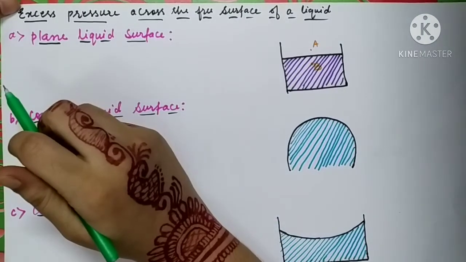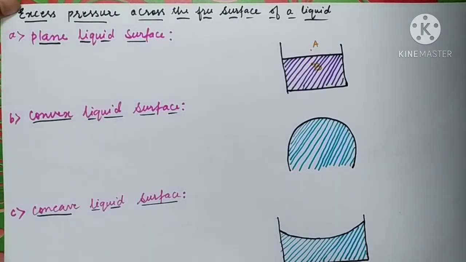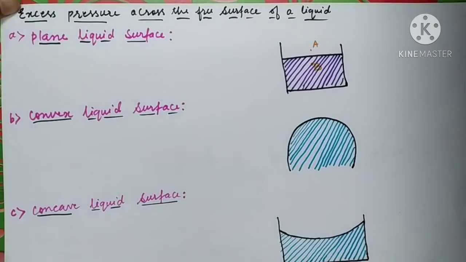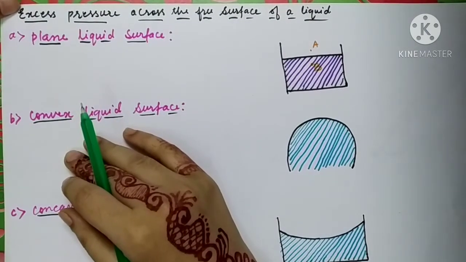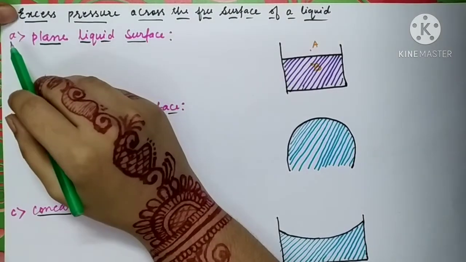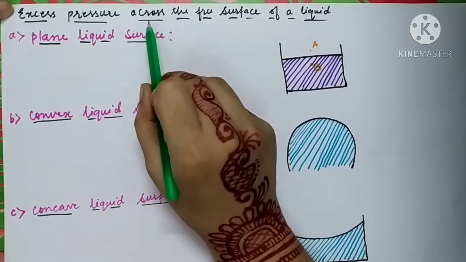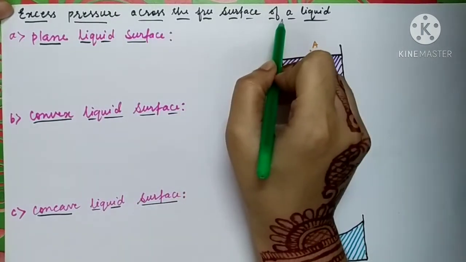Let's move further into the topic, mechanical properties of fluid. In the last lecture we had studied about the angle of contact and how the liquid drop is formed. Now let's move further to the next topic, excess pressure across the free surface of a liquid.